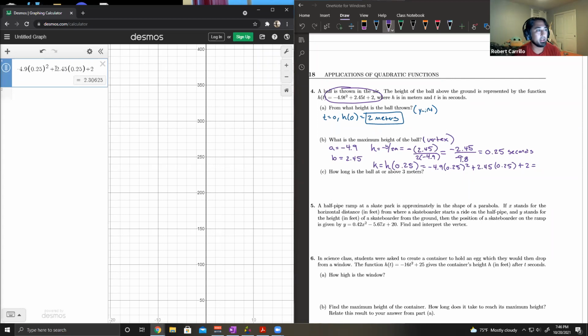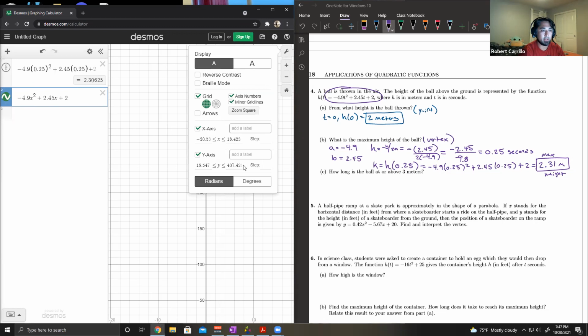Rounded to 2 decimal places, this ball is going to hit 2.31 meters. And that's what we're looking for. This is the max height. And again, if you want to prove that, I'll type this in: negative 4.9x squared plus 2.45x plus 2. And that's our max height.